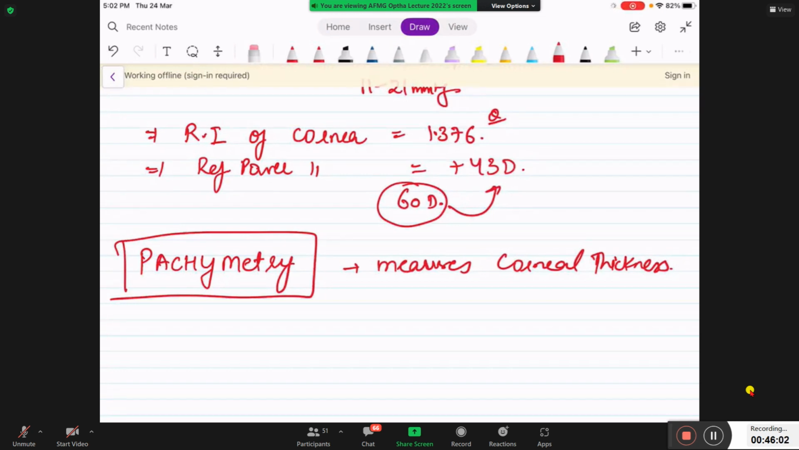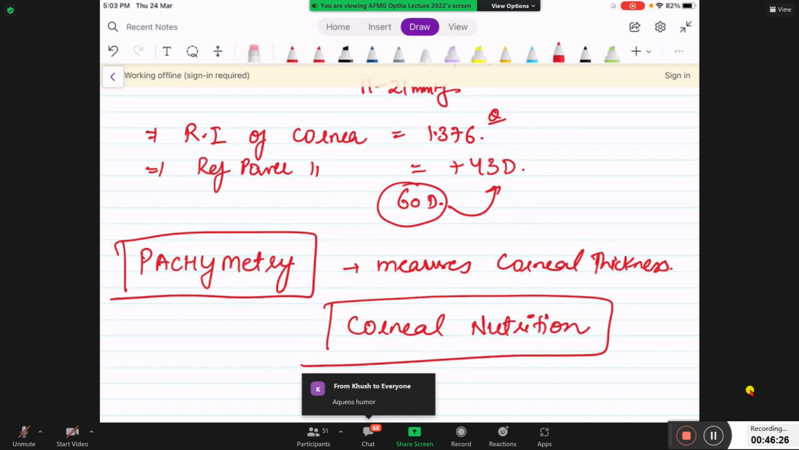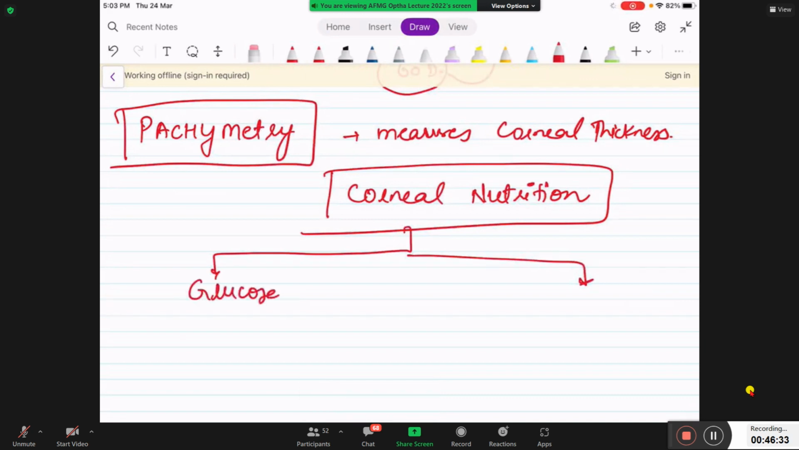Okay. Now, as I told you that cornea is an avascular structure, can you tell me where the cornea is getting nutrition from? Next heading, write down, corneal nutrition. If cornea is avascular, from where is cornea getting nutrition? Someone has answered aqueous humor. That is the correct answer. Write down, cornea derives nutrition mainly from glucose and oxygen.